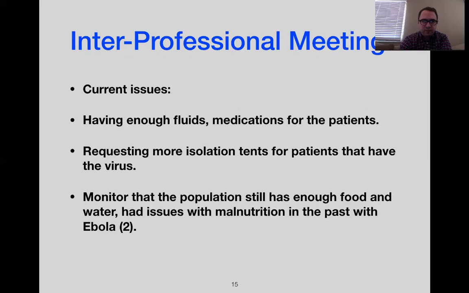More current issues: having enough fluids and medications for the patients at all times, requesting more isolation tents for patients if that is needed, and also monitoring that the population still has enough food and water, because they've had issues with malnutrition in the past. The population cannot get enough access, even if they don't have Ebola, because there's just limited transport during these situations. So there needs to be food and water flown in if that is needed to make sure that these people do not have malnutrition.